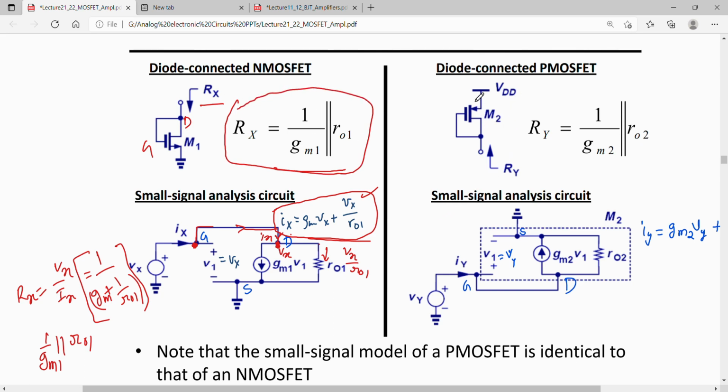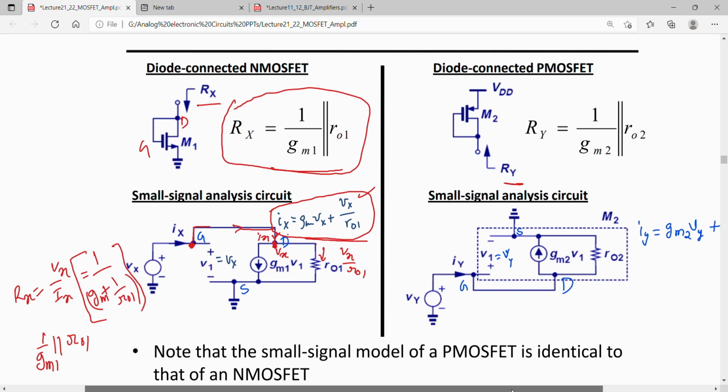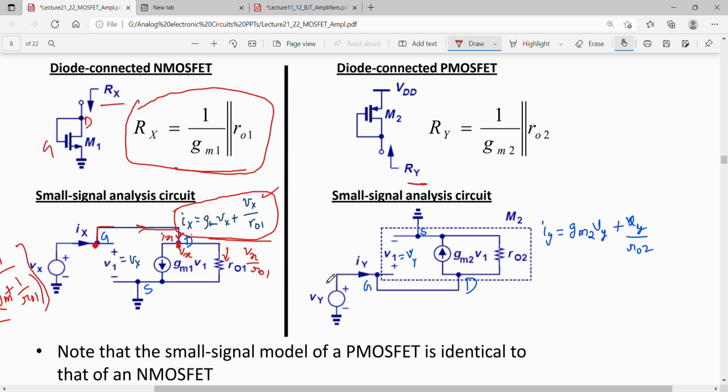Similarly, one can find the impedance Ry looking into the drain of the PMOS by again drawing the small signal circuit and then writing the equation for this current Iy. Gate and drain are shorted. This small signal circuit and this are both the same, no difference. So one can write Iy. Iy would be equal to this current gm2 V1 plus the current through ro2. This node is also at Vy potential, so the current through ro2 would be Vy by ro2.